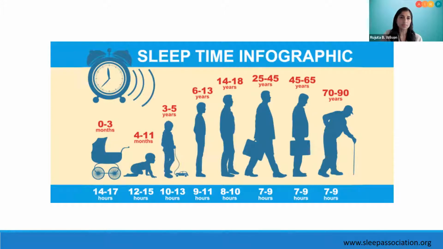And particularly when we're looking across a lifespan, this is important, but we're talking about early childhood. Oftentimes we forget, even in that 3 to 5 years of age and 6 to 13 years of age, we're still talking anywhere from 10 to 13 hours of sleep, or more often 9 to 11 hours. So much more than what we sometimes commonly think about, which is that 7 to 8 hours of sleep.